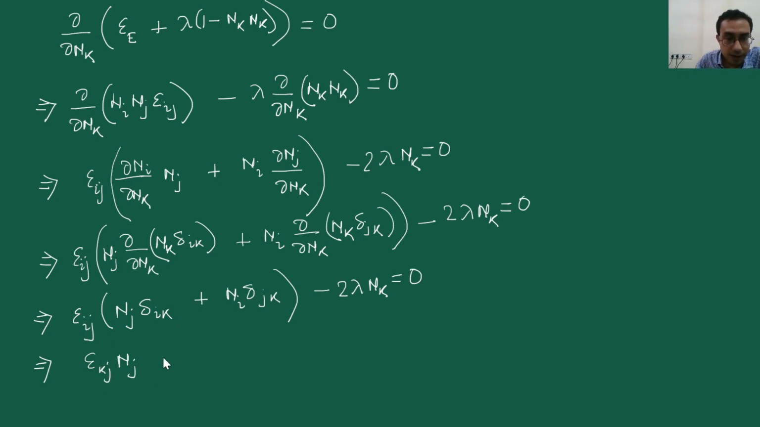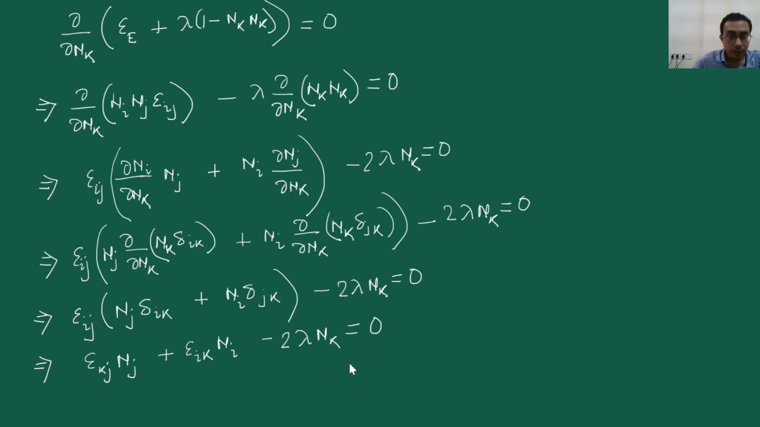Okay. Similarly, here we have delta jk. It is the j which is common this time. So this j in the epsilon ij will be replaced by the other index which is present in the Kronecker delta, which is k. So this j will become a k. So epsilon ik and this ni from here, minus twice lambda nk is equal to 0.